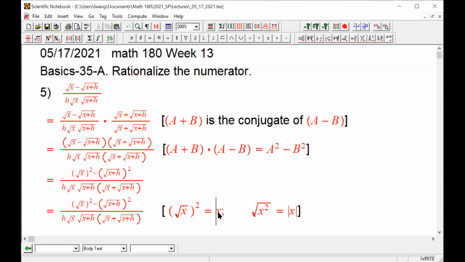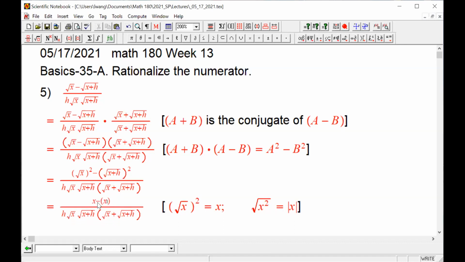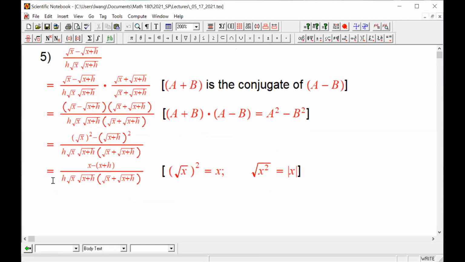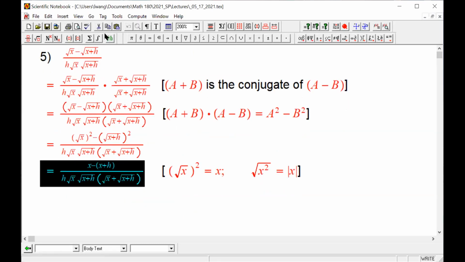Okay, so we get to use this piece over here. So over here, we're going to get x, and over here, we're going to have x plus h. All right? Okay. Now we're almost there. We're almost there.